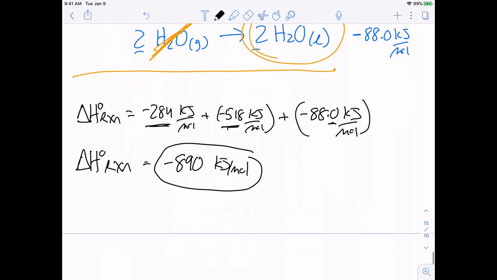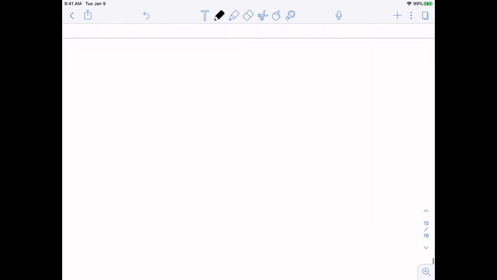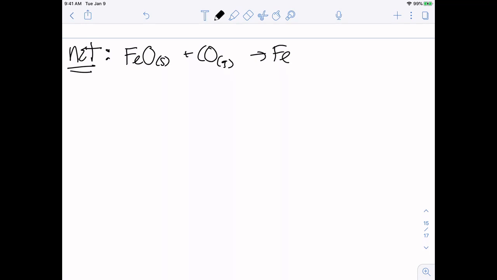So we'll do one more example. This one's a little trickier. So again, I'm going to give us the net, and then I'm going to give us the steps, and then we're going to have to figure out how we need to manipulate them to get them to add up to our net equation. So this net is my goal. This is what we want it to look like. So I have iron 2 oxide plus carbon monoxide going to iron solid plus carbon dioxide. So that's my goal.